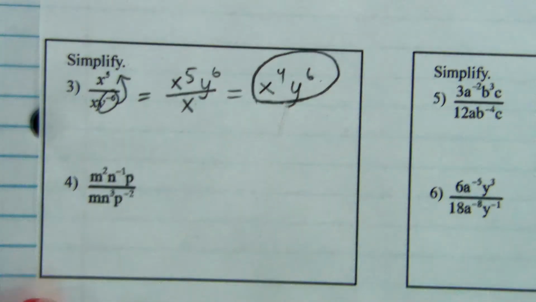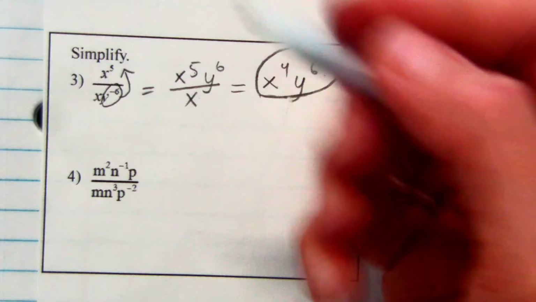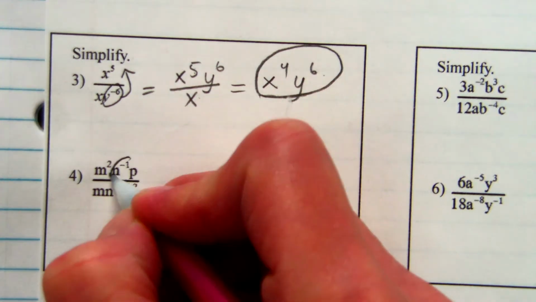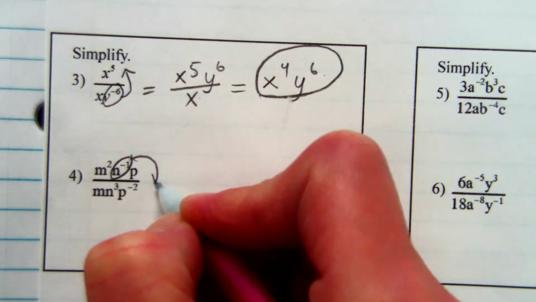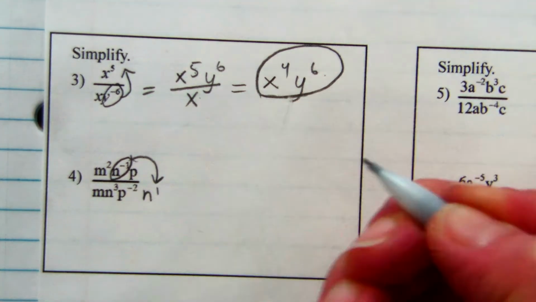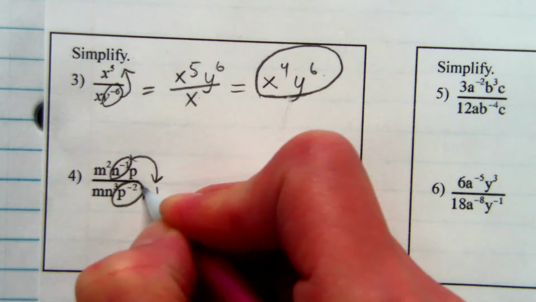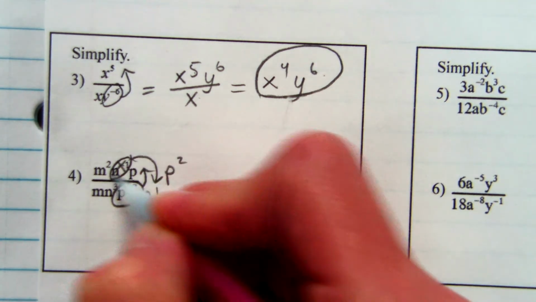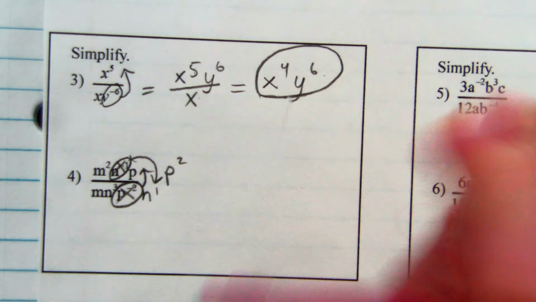Okay, so let's look at the next one. I just think of this as a game, a game that somebody made you play. So take care of your negative powers first. This n to the negative 1, move it down here and make it an n to the 1st. This p to the negative 2, move it up here, make it p squared. And then wherever they were before, get rid of it.